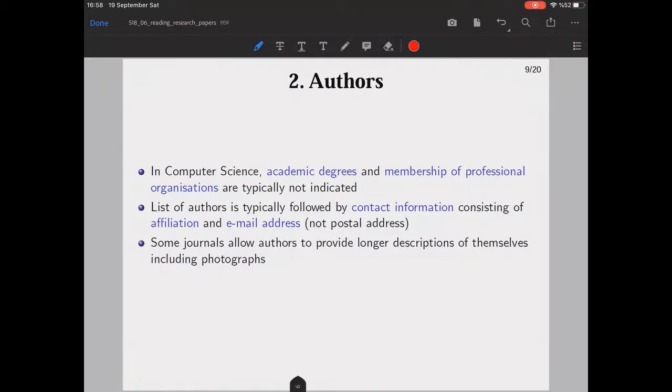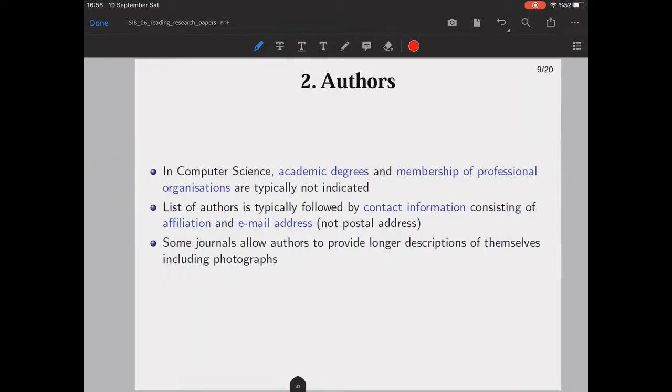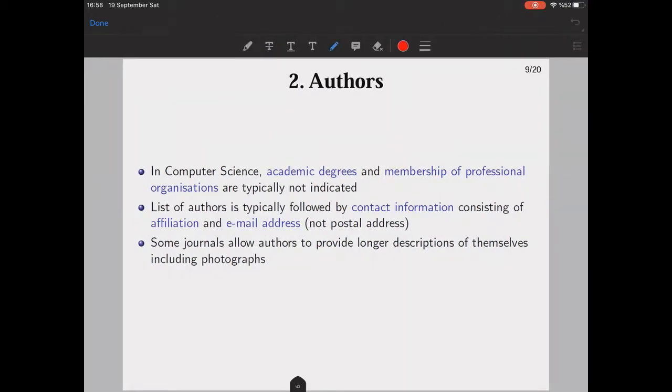And in computer science, the academic degrees and membership of professional organizations are typically not indicated. You just write their names. You do not type, okay, professor, doctor, someone or something like this. You don't put the academic degrees or your memberships here, just the names.